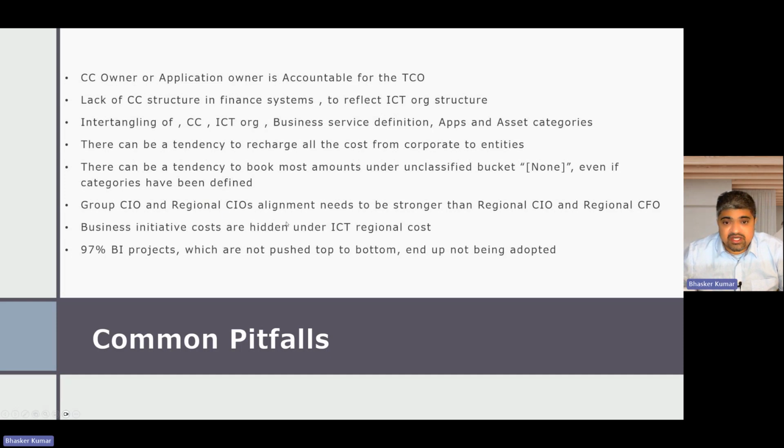Group CIO and regional CIO alignment needs to be there, and it should be stronger than the regional CFO versus regional CIO. I don't think I'm the best person to comment on this, but I've seen that this topic comes up every now and then. Business initiative costs are hidden under ICT regional costs. We have seen that regional ICT costs many times have some non-ICT costs inside them in the budget period, and this tool will help you to control that.